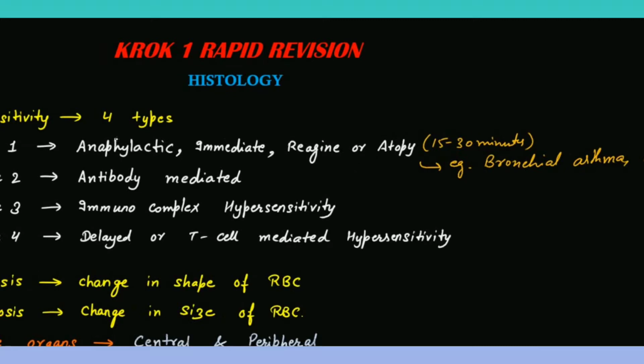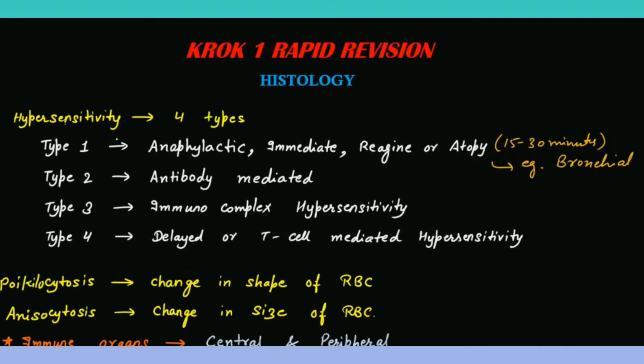Then second is antibody mediated. So antibody mediated type 2 hypersensitivity. Antibody mediated may simply mean B cell mediated, we can say. So type 2 hypersensitivity is B cell mediated, or we can say immunoglobulin mediated. For example, blood transfusion is a good example for type 2 hypersensitivity. So what happens in blood transfusion? There is antibody mediation of type 2 hypersensitivity.